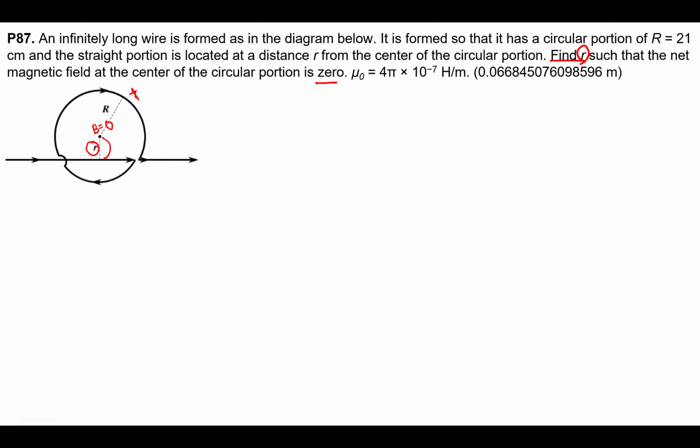Before we do that, how do we do that? B equal to 0 means that there is a cancellation of the magnetic field. Will it cancel? If you look at the circular loop, you will see that the magnetic field from the circular loop at this point is going to be into the page, right? But the magnetic field from this straight wire is out of the page. It is the opposite direction, so that you can cancel.